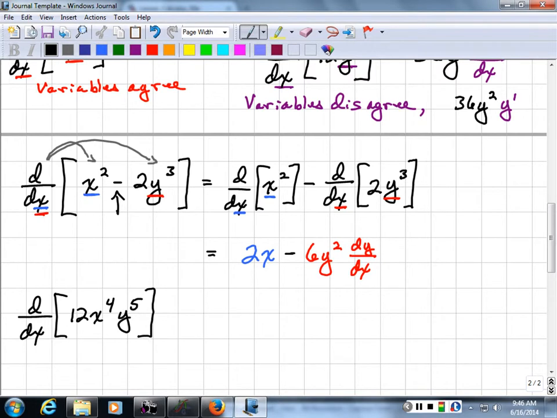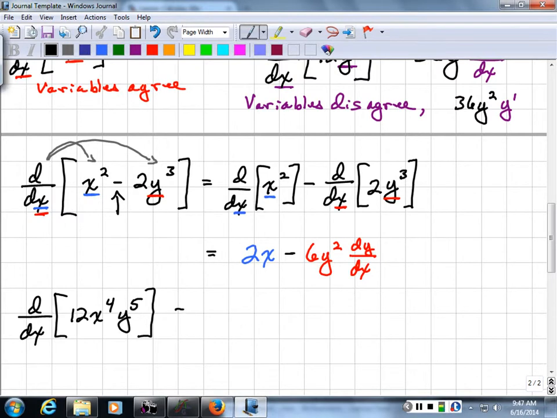Yeah, it's a product, which means that I have to use what rule? Which means I'm going to find the derivative of the first factor times the second factor plus the first factor times the derivative of the second factor, right? So let's write that. Okay?